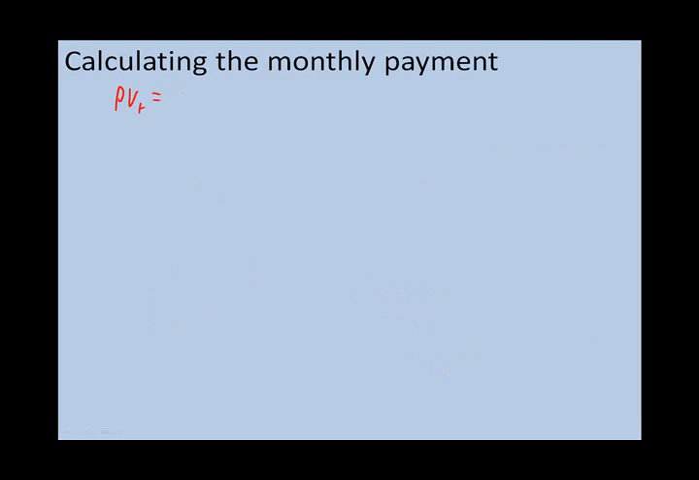Present value times small t is equal to the payment at time small t divided by the discount rate, all multiplied by 1 minus 1 over 1 plus r to the power t, all multiplied by 1 plus r. If we plug in the numbers, we can solve for the periodic payment C.